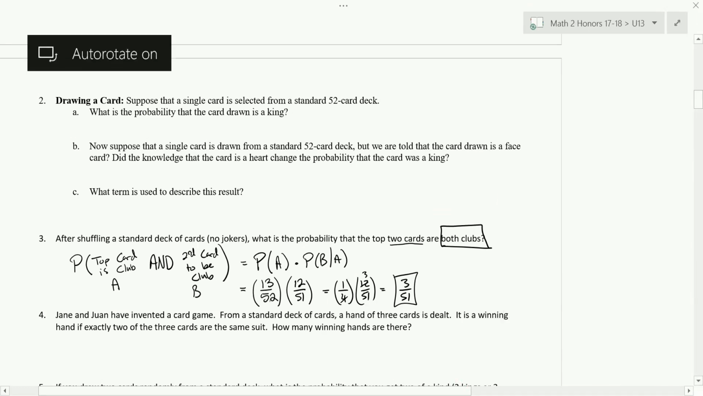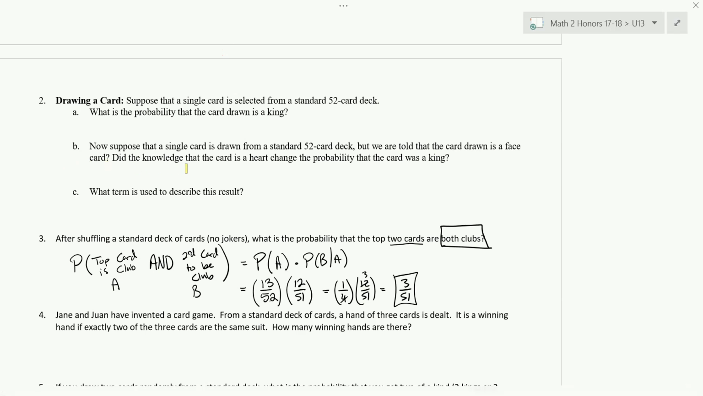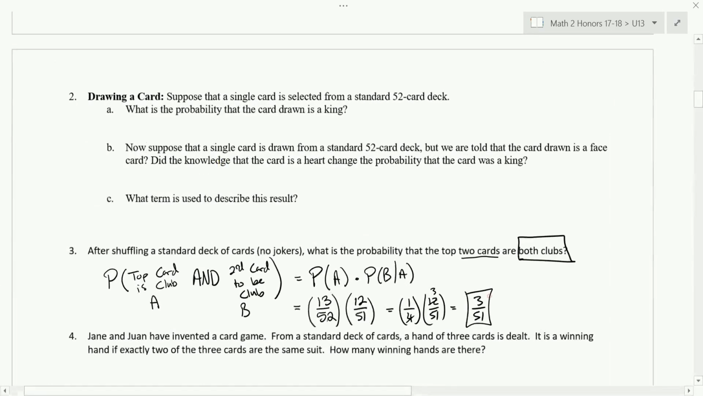So we did number 1 together, which is on drawing a card. Suppose that a single card is selected from a standard 52 card deck. What is the probability that the card drawn is a king? And Rebecca, what'd you get for that one? Perfect. So there are 4 kings out of the 52 cards, and so we get 1 out of 52.